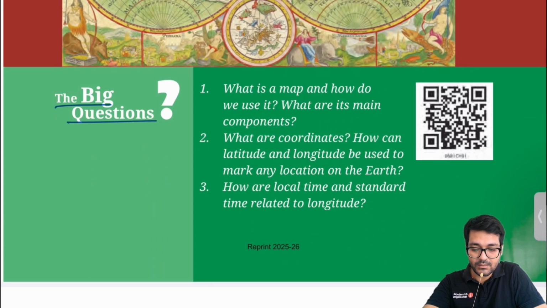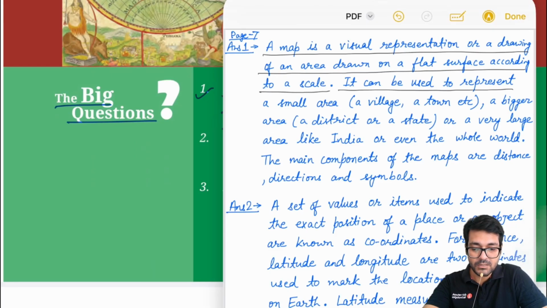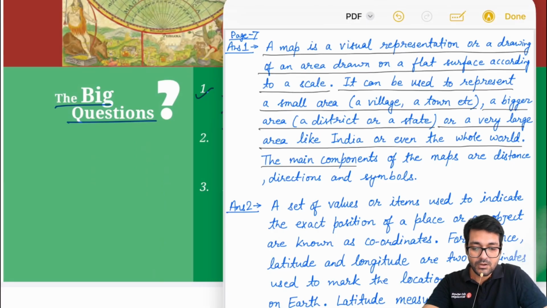The big questions. 1. What is a map and how do we use it? What are its main components? You can write like this. A map is a visual representation or a drawing of an area drawn on a flat surface according to a scale. It can be used to represent a small area, a village or a town, a bigger area, a district or a state, or a very large area like India or even the whole world. The main components of maps are distance, directions, and symbols.